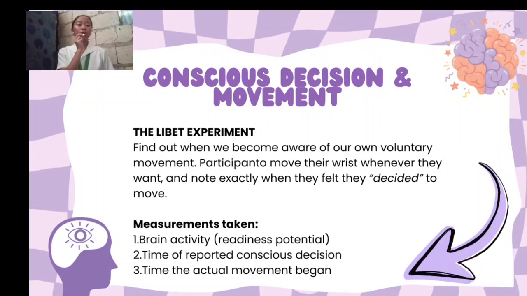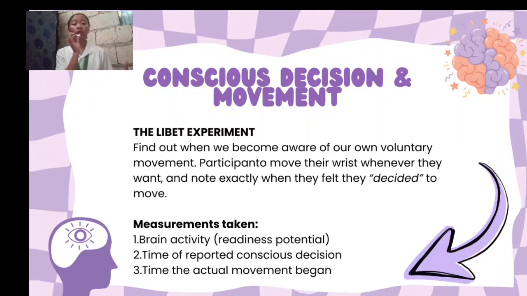So now let's proceed to the next topic, which is conscious decision and movement. Under this topic is the Libet experiment. In this study, the researchers wanted to find out when we become aware of our voluntary movement, like when we are consciously aware of it.